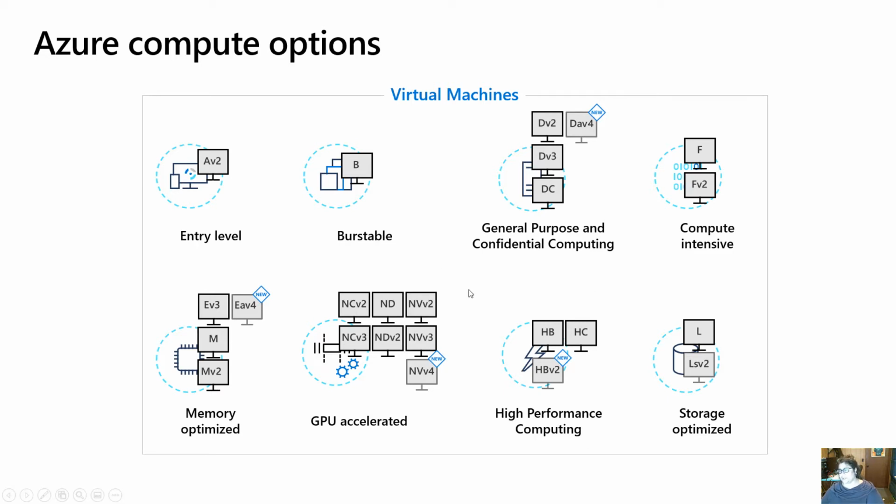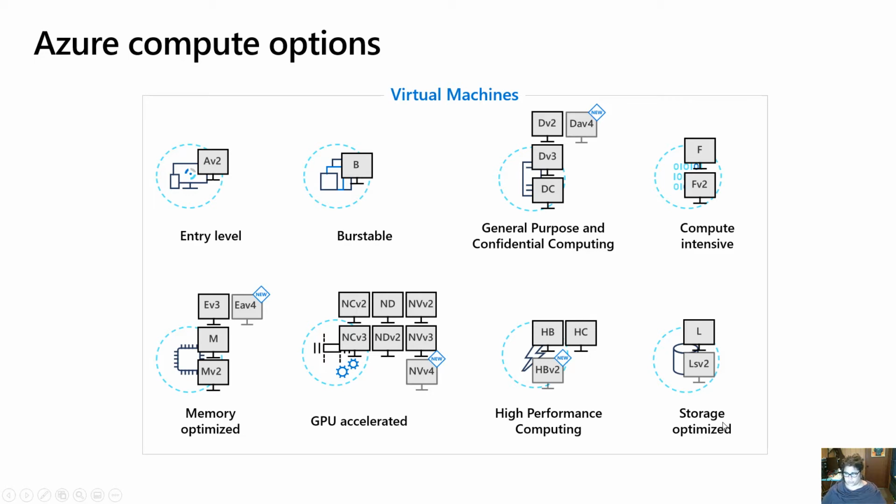So what I have on the slide here is just a summary of some of the different classes of VMs that are available. You've got basic VMs, entry-level VMs, burstable VMs. These are VMs that allow you to burst above what would normally be the storage limits, so the IOPS and throughput limits. So if you have periods of time where you know you're going to have a high number of IOPS or a high amount of IO throughput, then burstable is an option for you. General purpose and confidential computing, compute intensive, memory optimized. These would be VMs that have a large amount of memory, GPU accelerated, high performance computing, and storage optimized.